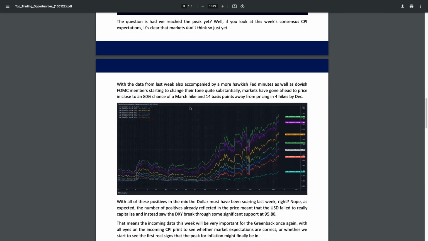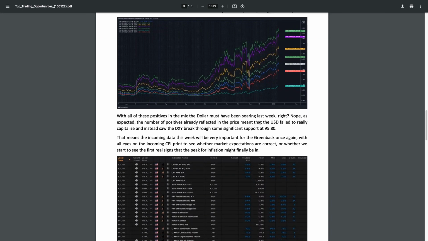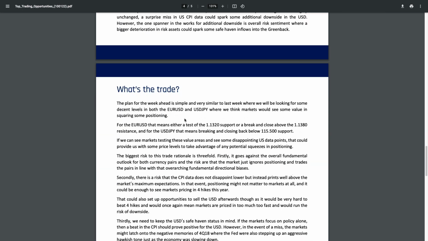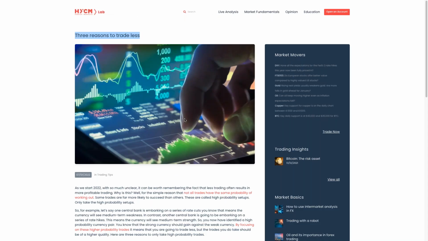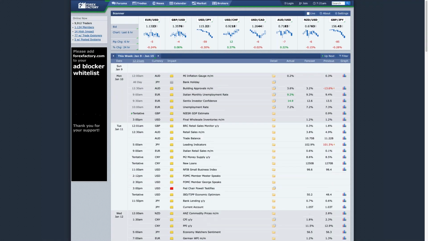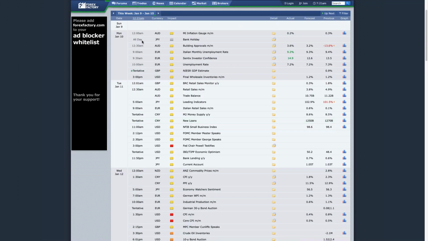You can see, look, nearly 80% chance of a March hike expected, 14 basis points away from pricing 4 hikes by December, the Fed Fund futures. We'll look at the core CPI print in a minute, and I'll explain to you what the trade is with that. But the best opportunity does rely on there being a big miss. Now, today's a very, very light data front.